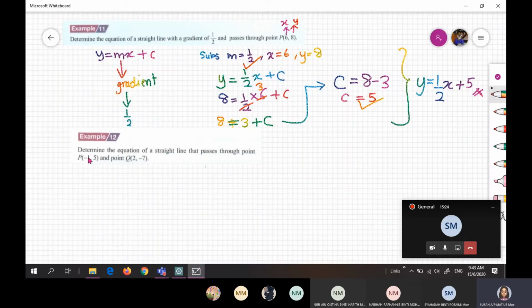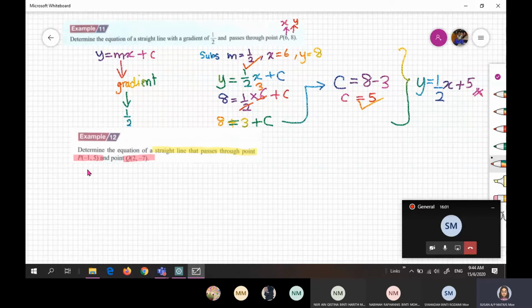Now the question has 2 points, so let's check the points. You have P (-1, 5) and Q (2, -7). There is another piece of information which is crucial for you to know: these points are on the straight line. They have given in the question that this straight line passes through the points. When it passes through the points, that means they are part of the equation.